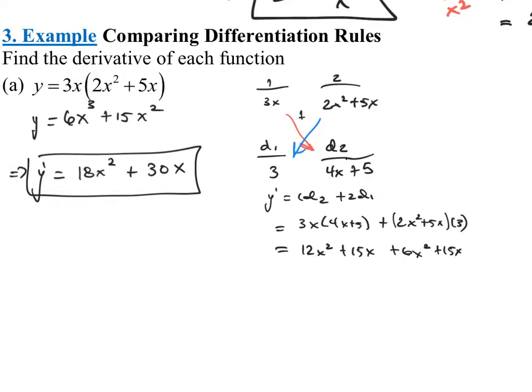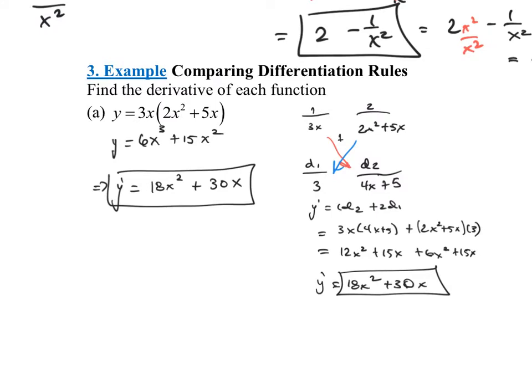Combining like terms, we have a 12x squared plus a 6x squared. 12x squared plus 6x squared is 18x squared. 15x plus 15x is 30x. Notice we got the exact same thing for the derivative, regardless of which method we used. And since this problem didn't specifically state which method to use, I would have accepted either one of those in this case for this answer.